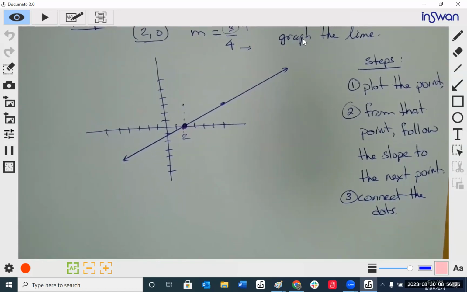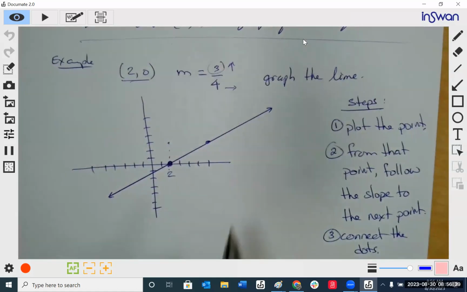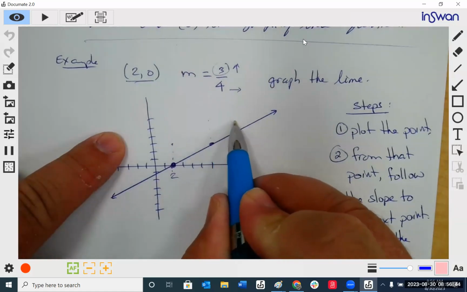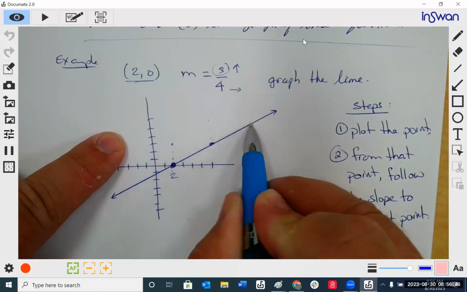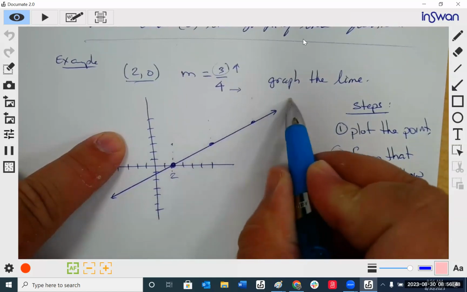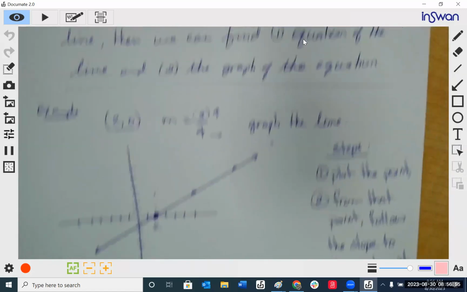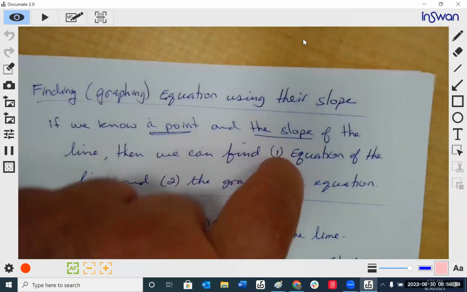Pretty straightforward. Yeah, so if you have one point and you know the slope, then you can just plot the point and follow the slope to the next point. From this one, I go up 3 and over 4. 1, 2, 3, 4. Up 3, over 4. So it's always going to be the same. So that's if we know one point and the slope.